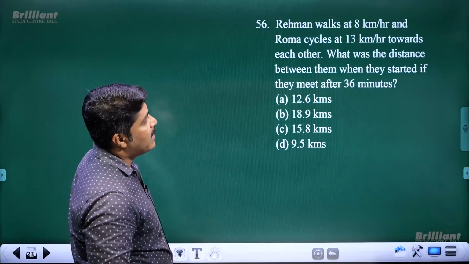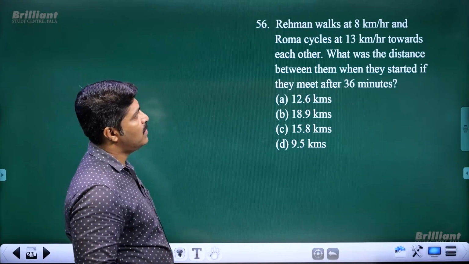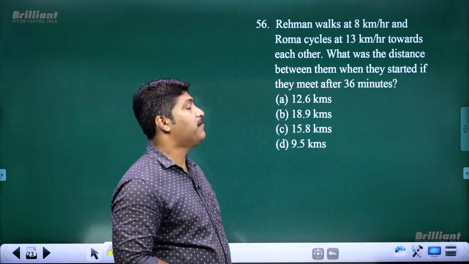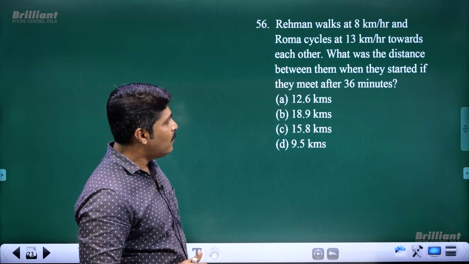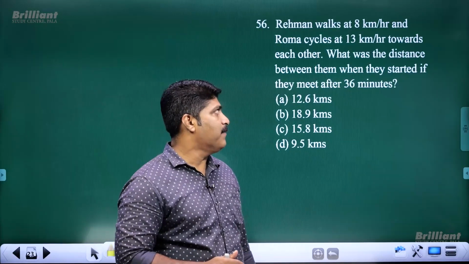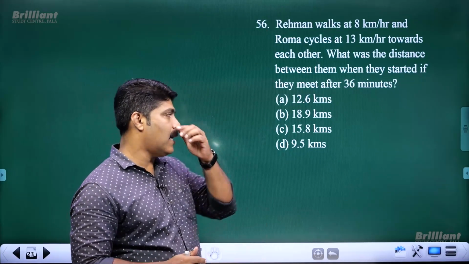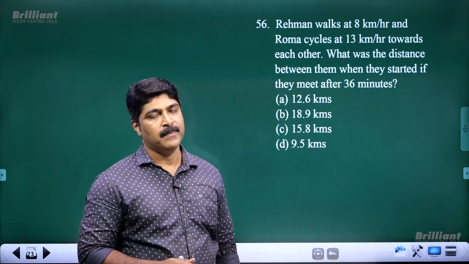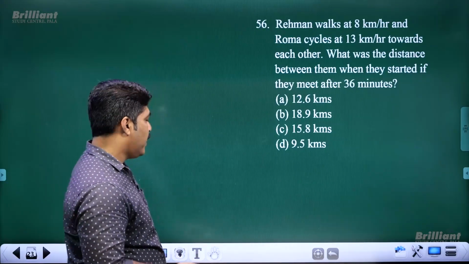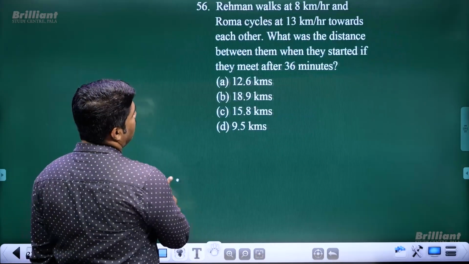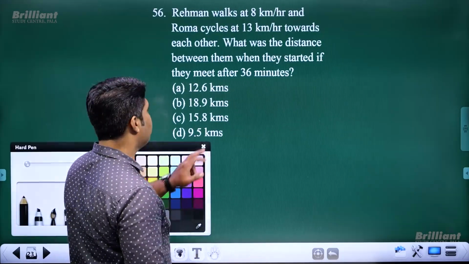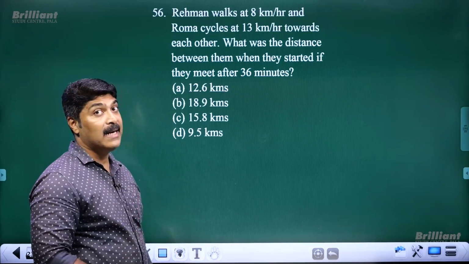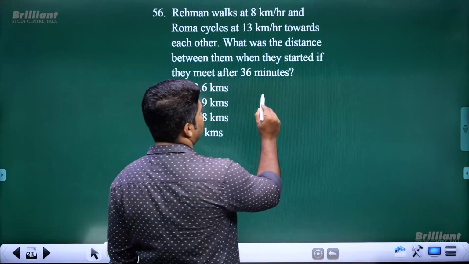Rahman walks at 8 km per hour and Roma cycles at 13 km per hour towards each other. That means they are in opposite direction. What was the distance between them when they started if they meet after 36 minutes? In such a question, the individual speeds are 8 km per hour and 13 km per hour, so we have to find out the relative speed. Understand the relative speed.